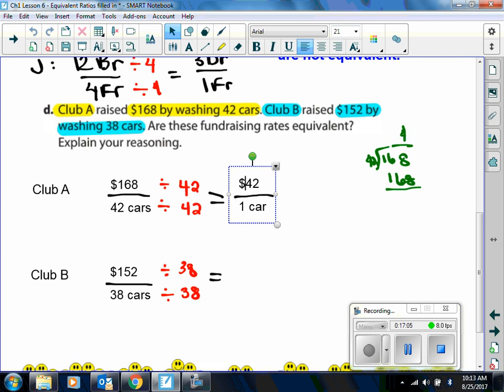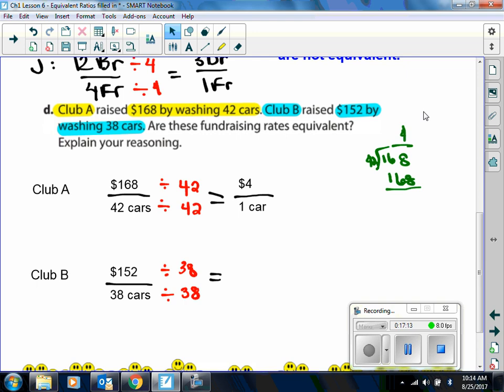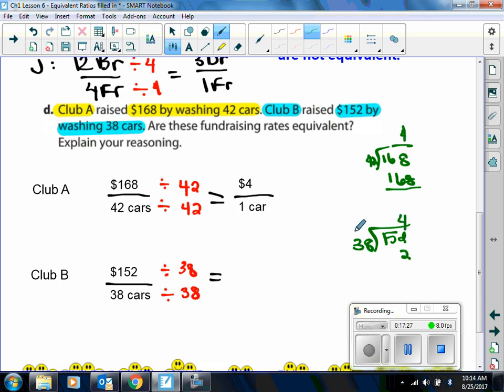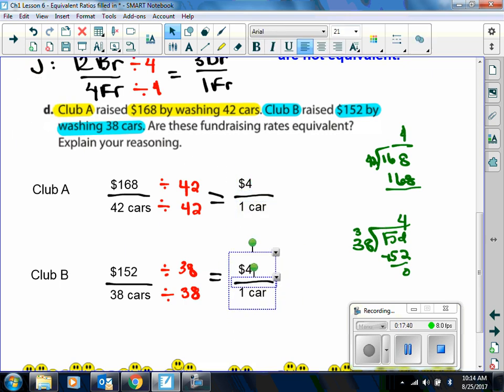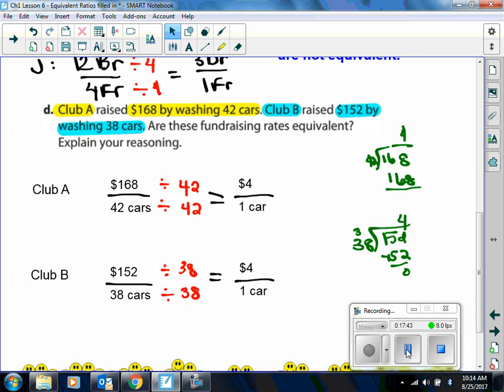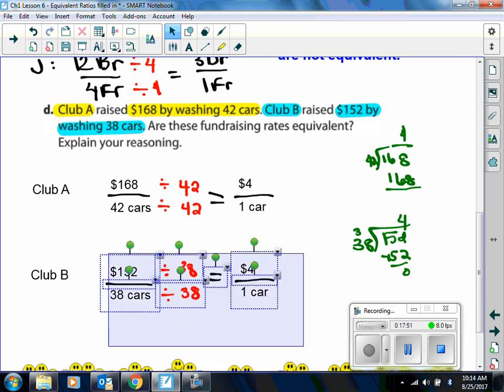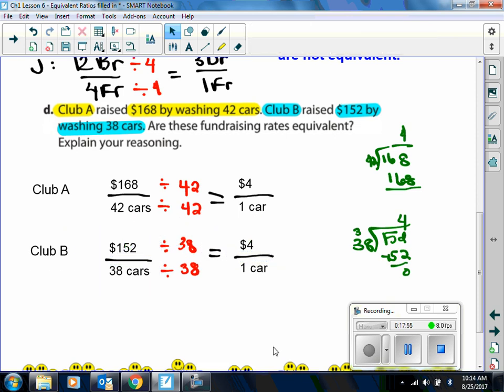So that's $4 for one car, right? And then what did we get when we were dividing 152 divided by 38? Again, that's going to be 32, carry the 3, 12, 13, 14, 15. I just got to show the work. Very good. So we also get $4 for one car. So the unit rates are equivalent. That means their fundraising rates are equivalent, right? Very good.